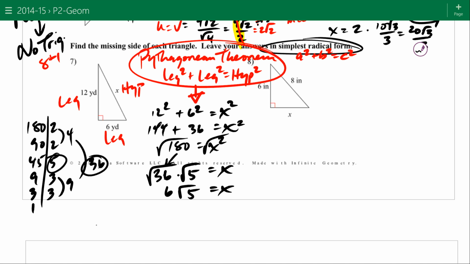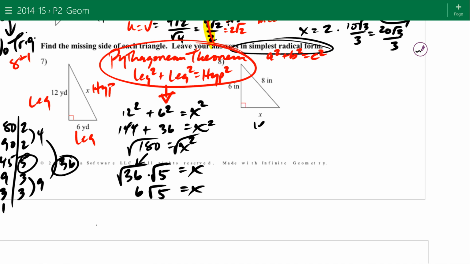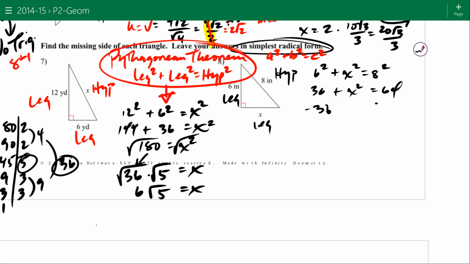Okay? Now on this one, same thing. You got 2 legs. You have a high fiver. No big deal. Start off with legs. 6 squared plus x squared is equal to 8 squared. 36 plus x squared is equal to 64. Subtract 36. You get x squared is equal to 28. That means x is equal to the square root of 28.